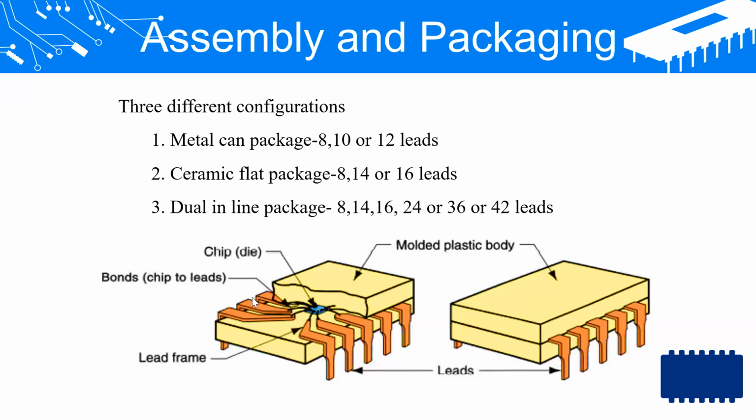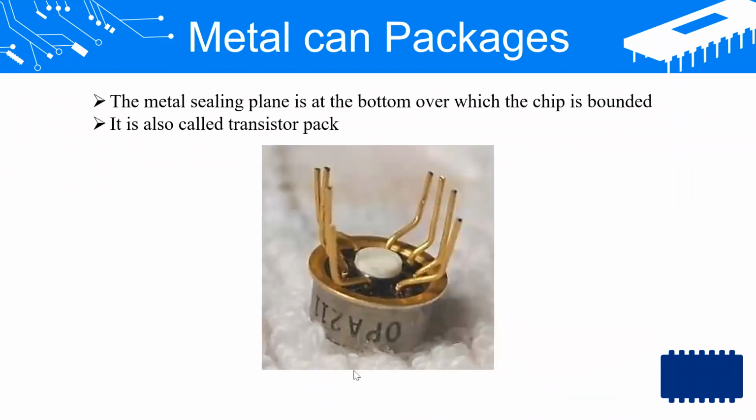For comparing and assessing different packages, these features are considered: maximum pin count, dimension, pitch, encapsulating material, mode of mounting, plated through hole or surface mount, and maximum power dissipation. So these are all the various factors. Based on these various factors, we will be having different packages: metal can packages, ceramic flat packages, and dual inline packages. Metal can packages have 8, 10 or 12 leads, and the body of the metal can package consists of metal material.